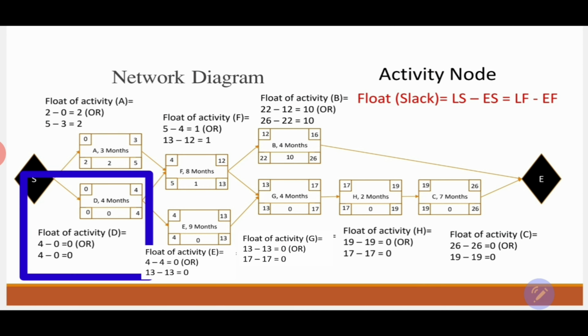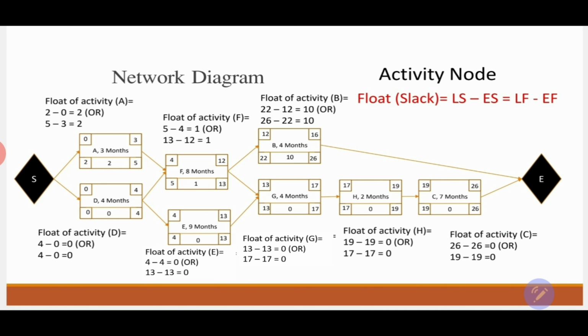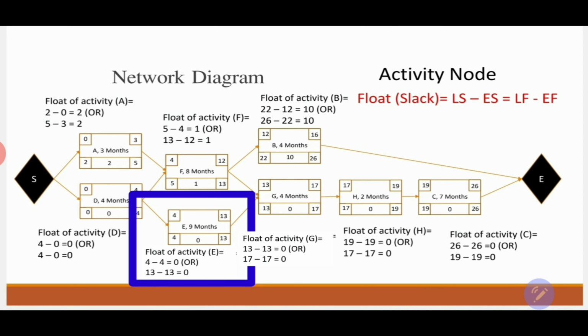Activity D has an early start of 0 and a late start of 0, and 0 minus 0 is 0. The late finish is 4 and the early finish is 4. 4 minus 4 equals 0. It means that this activity has a float of 0. Activity E: late finish 13, early finish 13. 13 minus 13 is 0. Late start is 4, early start is 4, and that's again 0.